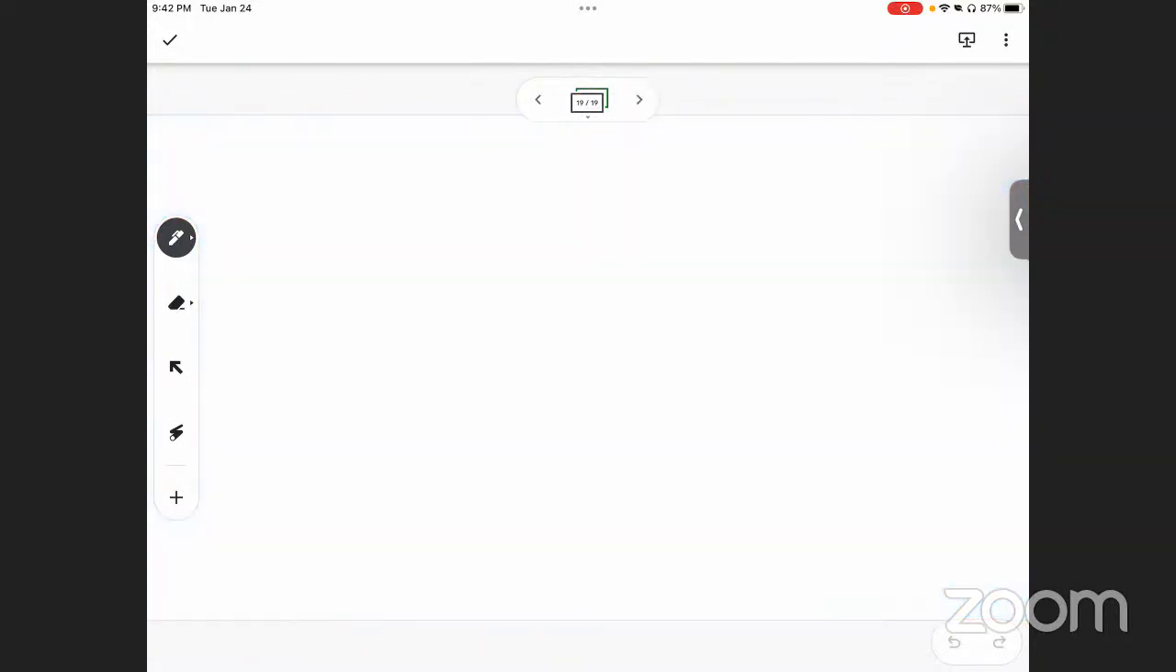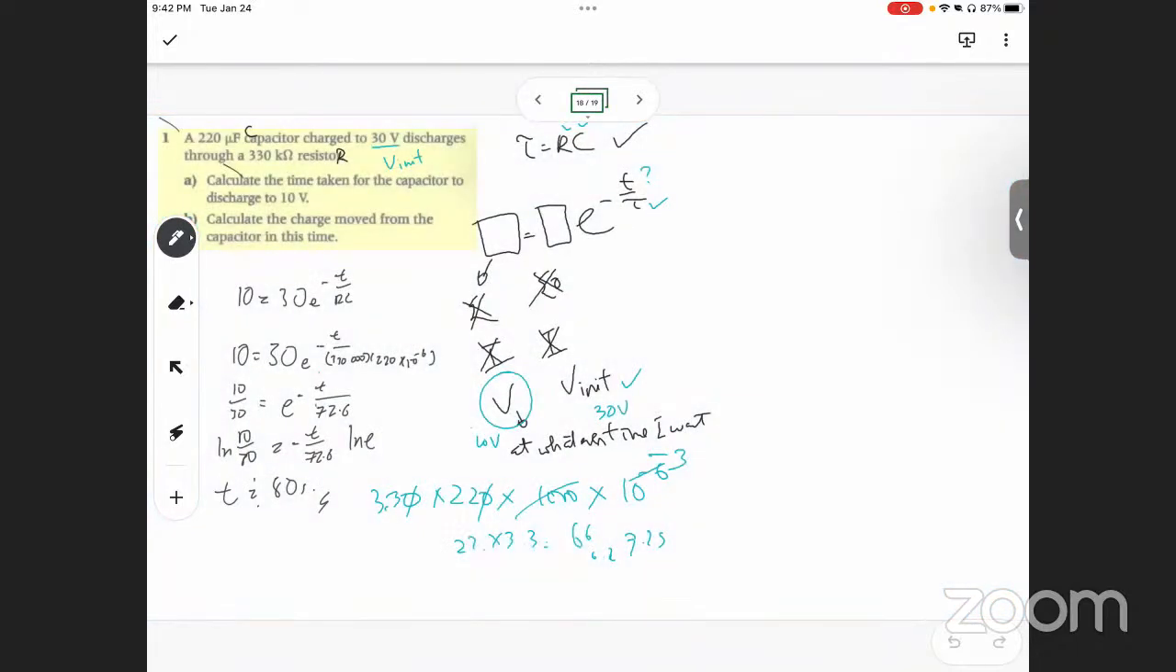Oh, I'm sorry, we haven't answered B. Calculate the charge moved from the capacitor in this time. Do you understand the sentence?